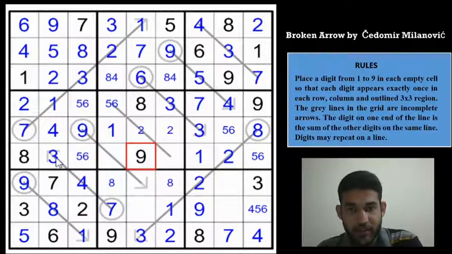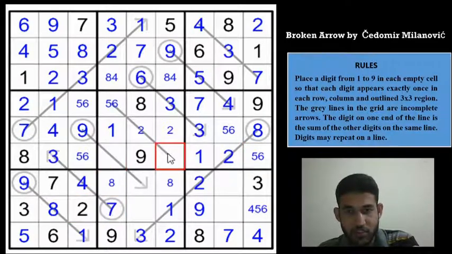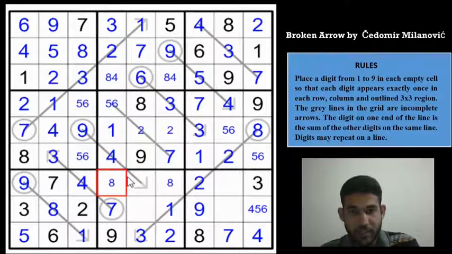So 1, 2, 9, 3 and 8 and 5, 6 along row 6. Remaining digits are 4 and 7. But 7 is in column 4, so this would have to be the 7. And this would have to be the 4. Which means that we can resolve this line now. So this would have to be a 5.